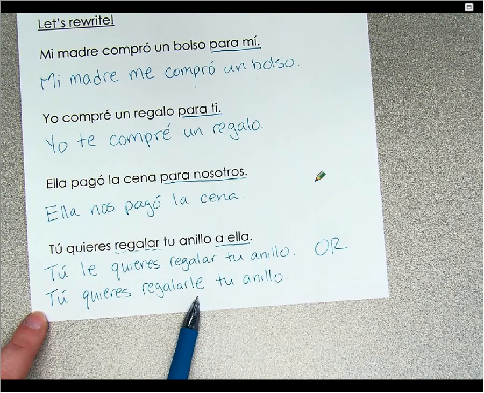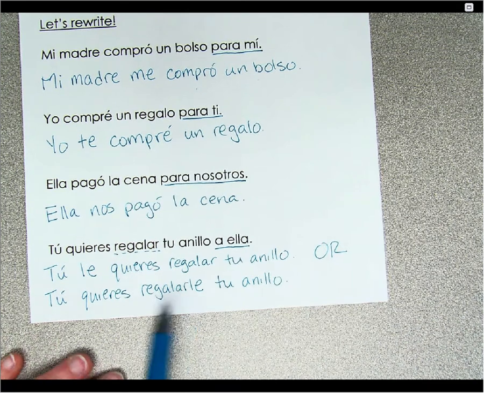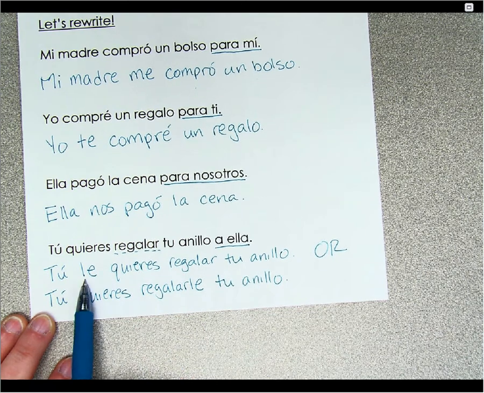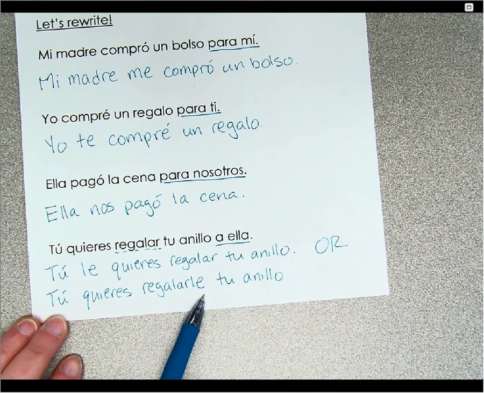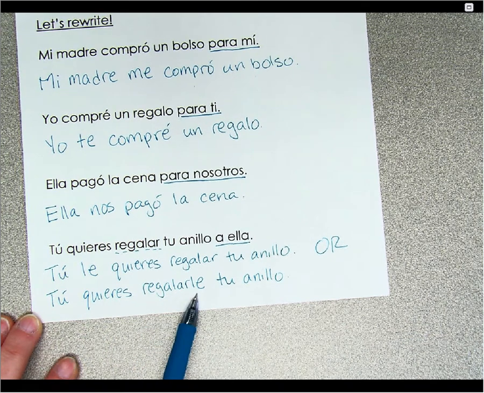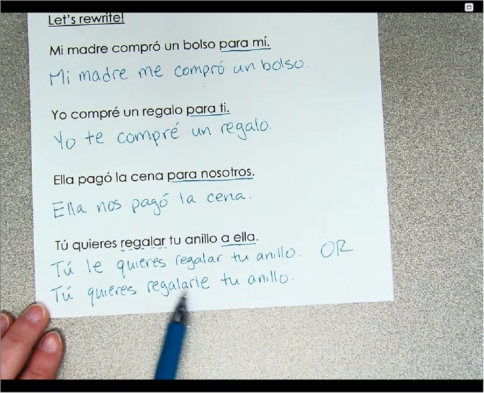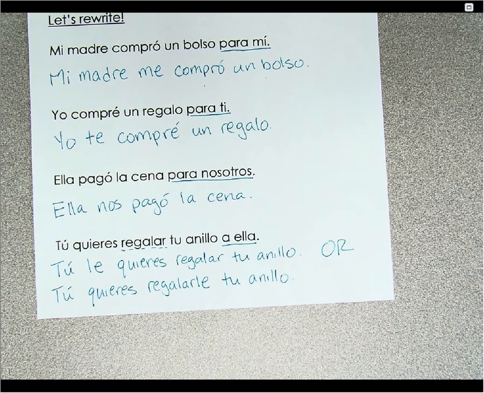I personally attach my pronouns when I can attach them, just because in my mind, this way you have to say, you want to gift your ring to her. So you kind of have to think ahead of yourself and place things right. But when you have the option to attach it, then you can say, you want to gift her your ring. So when you attach it, just in my head, it makes more sense when you compare it to English. But both ways are 100% correct. It's personal preference. And again, that can only happen when there is an infinitive in the sentence, attaching it to a verb.